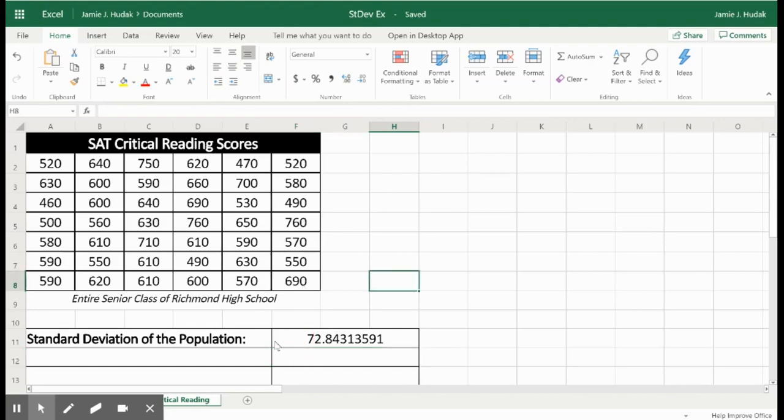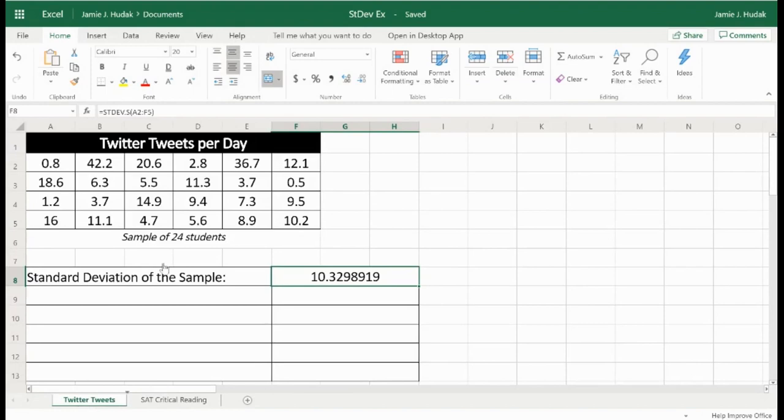Now, we can do this again for the Twitter tweets. This is a sample of 24 students. And with a sample of 24 students, we would want to use the sample standard deviation. And the answer is here already. But if we look up at the formula bar, it says STDEV.S. So we can do this again and show how to get the answer.